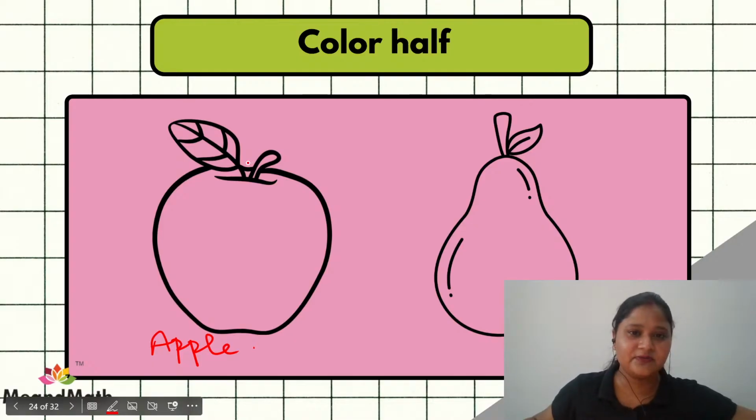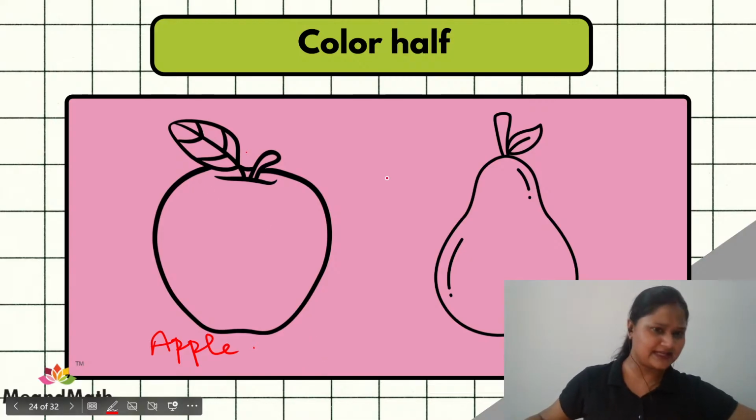Okay. You have to color half. So how can we do it? How can we cut this apple into half part? Should I cut it from the center? If you're saying yes, just type yes. If I have to cut this apple into two halves, should I cut it from the center? If yes, just comment yes in the comment section.